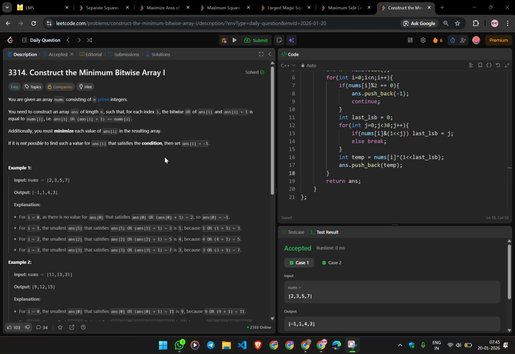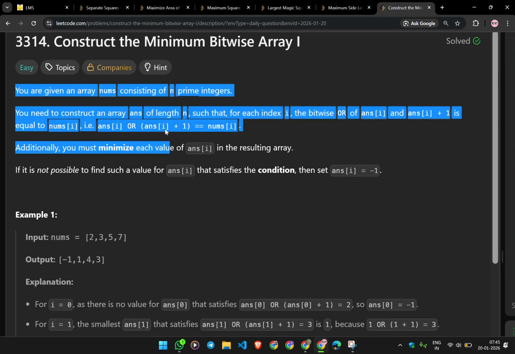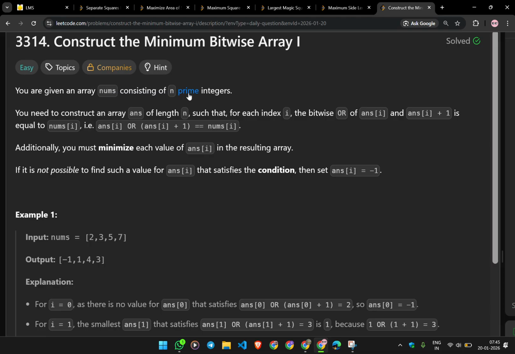Bitwise. Today we will see problem number 3314, which is to construct the minimum bitwise array 1. So let's see what is given in this question. You are given the array nums consisting of n prime integers. Okay, so we have been given an array of prime integers.